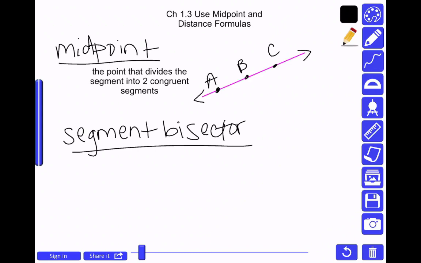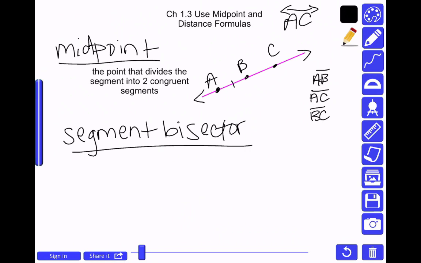So I have line AC here, and I would write that like this. I could also call this line BC, line CB, line CA. Within this line, I have 3 segments actually. Those segments are segment AB, segment AC, and segment BC. And each of those could be written with the letters reversed, but those are the 3 segments that I have.